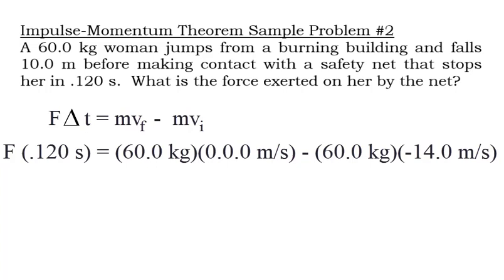The calculator yields an answer of 7.00 times 10 to the 3 newtons. It's a positive force, as it should be. The woman's falling down. The safety net has to exert a force in the upward direction, which is positive, in order to stop her.